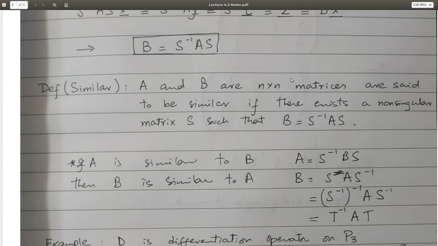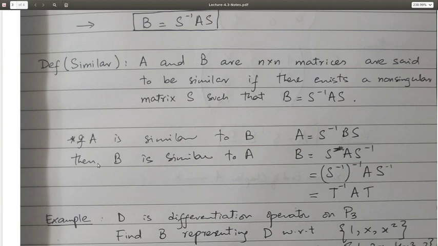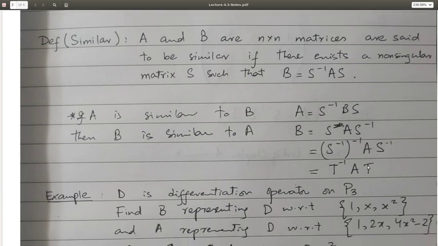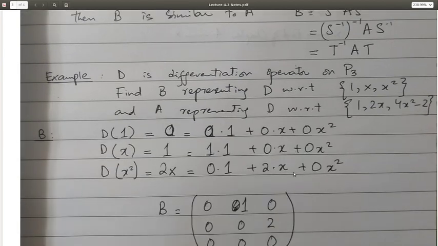So A and B, n by n matrices, are said to be similar if there exists a non-singular matrix S such that B is equal to S inverse A S. And if A is similar to B, then B is also similar to A.